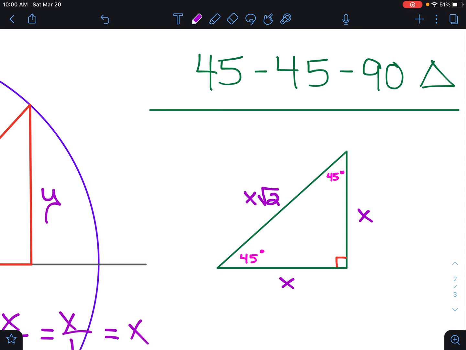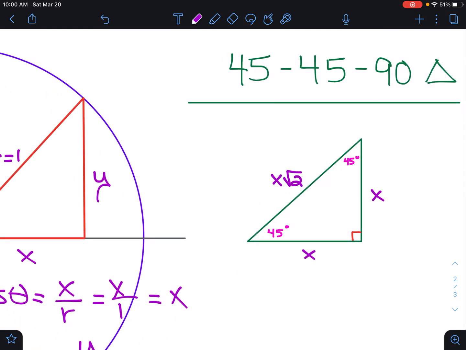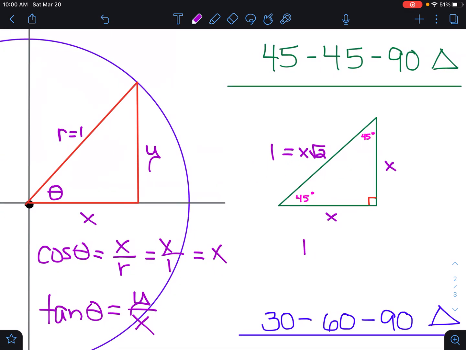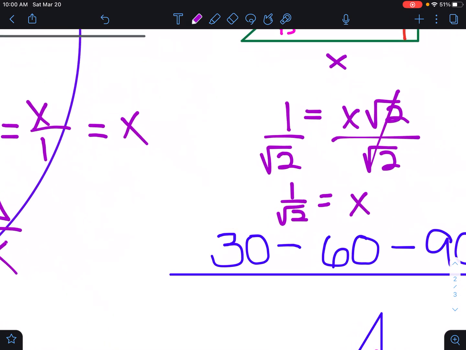Okay, so, well, let's figure this out. Now, in the unit circle, we just said the radius is 1. Well, the radius is right here, so let's set that equal to 1 and then solve for x. So now if I say, let's see, 1 equals x times square root of 2, to get x by itself, I would need to divide by the square root of 2. So really x is equal to 1 over square root of 2. Well, problem with that is that has a square root of 2 in the denominator. I can't have a square root in the denominator, so I'm going to fix that. So this would end up being square root of 2 over 2.